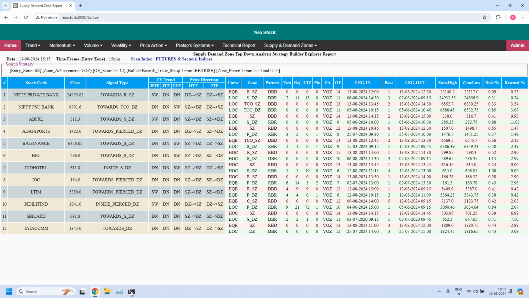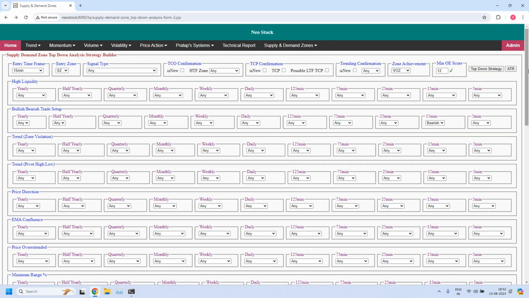All the supply zones. Out of these 12 supply zones, how many are having confluence with ITF time frame? That is 15 minutes and 75 minutes supply zone confluence. Let's verify.